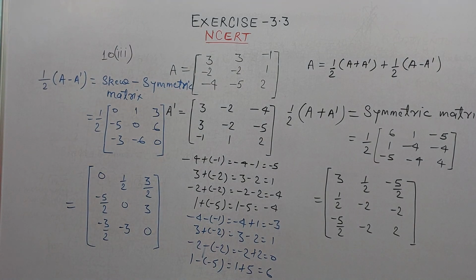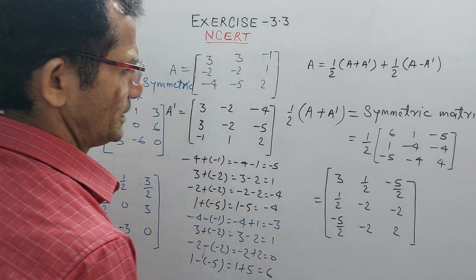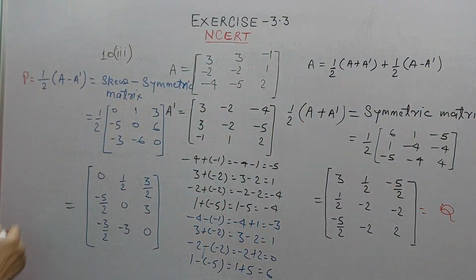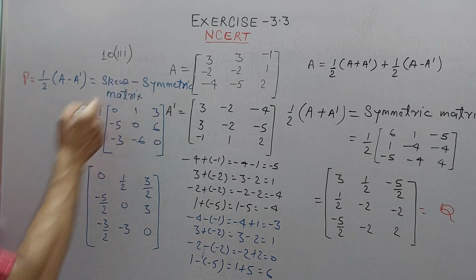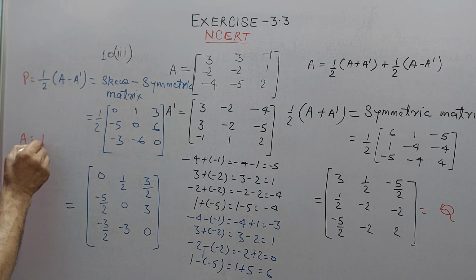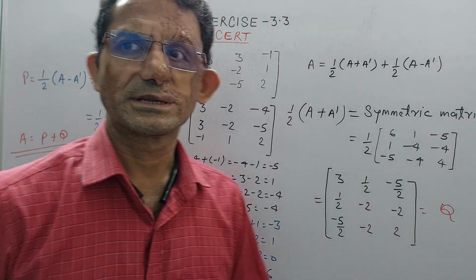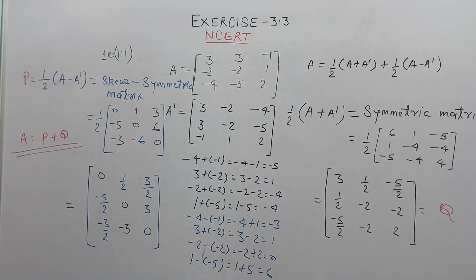So we can write this, this is suppose P, and this becomes let us suppose Q. So any matrix, therefore we have proved that A is P plus Q. So any matrix can be written as the sum of a symmetric and a skew symmetric matrix.